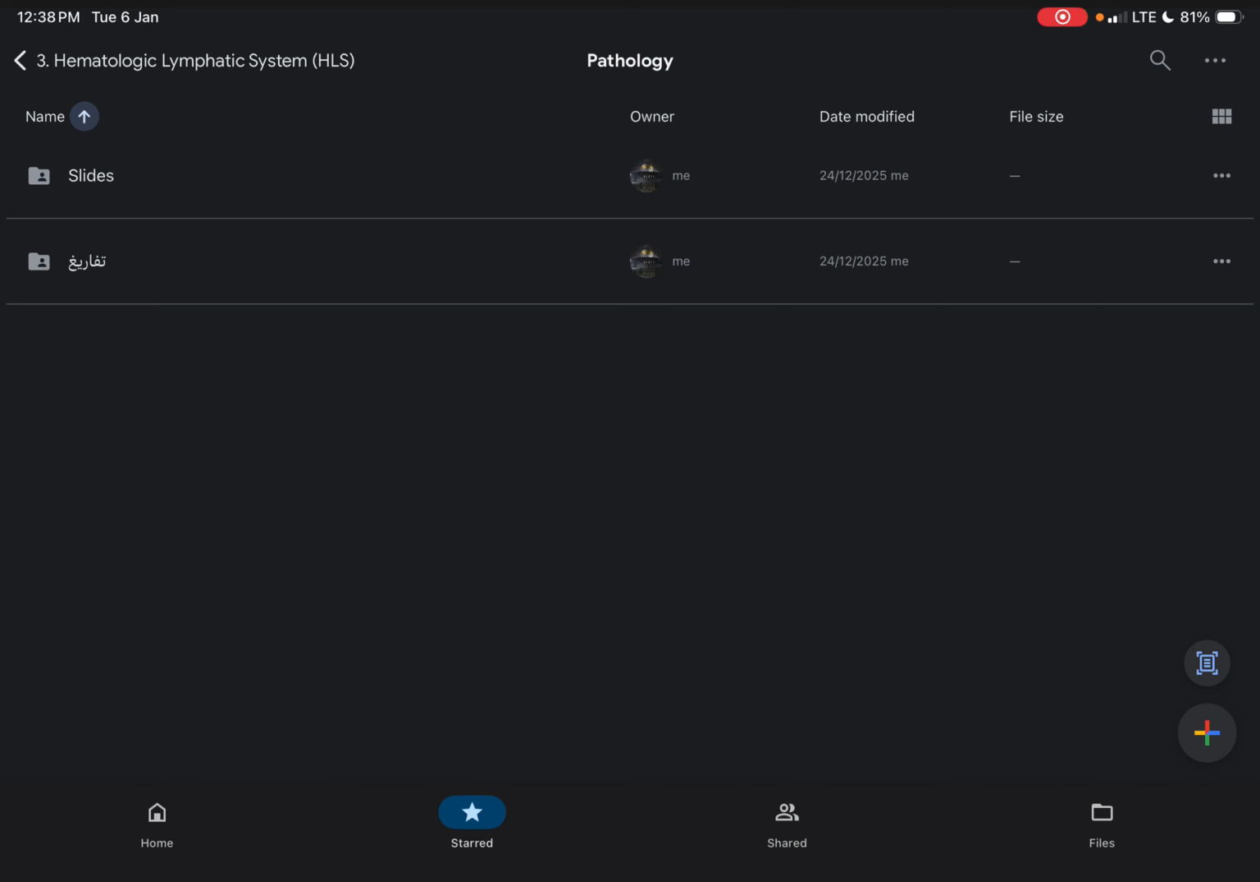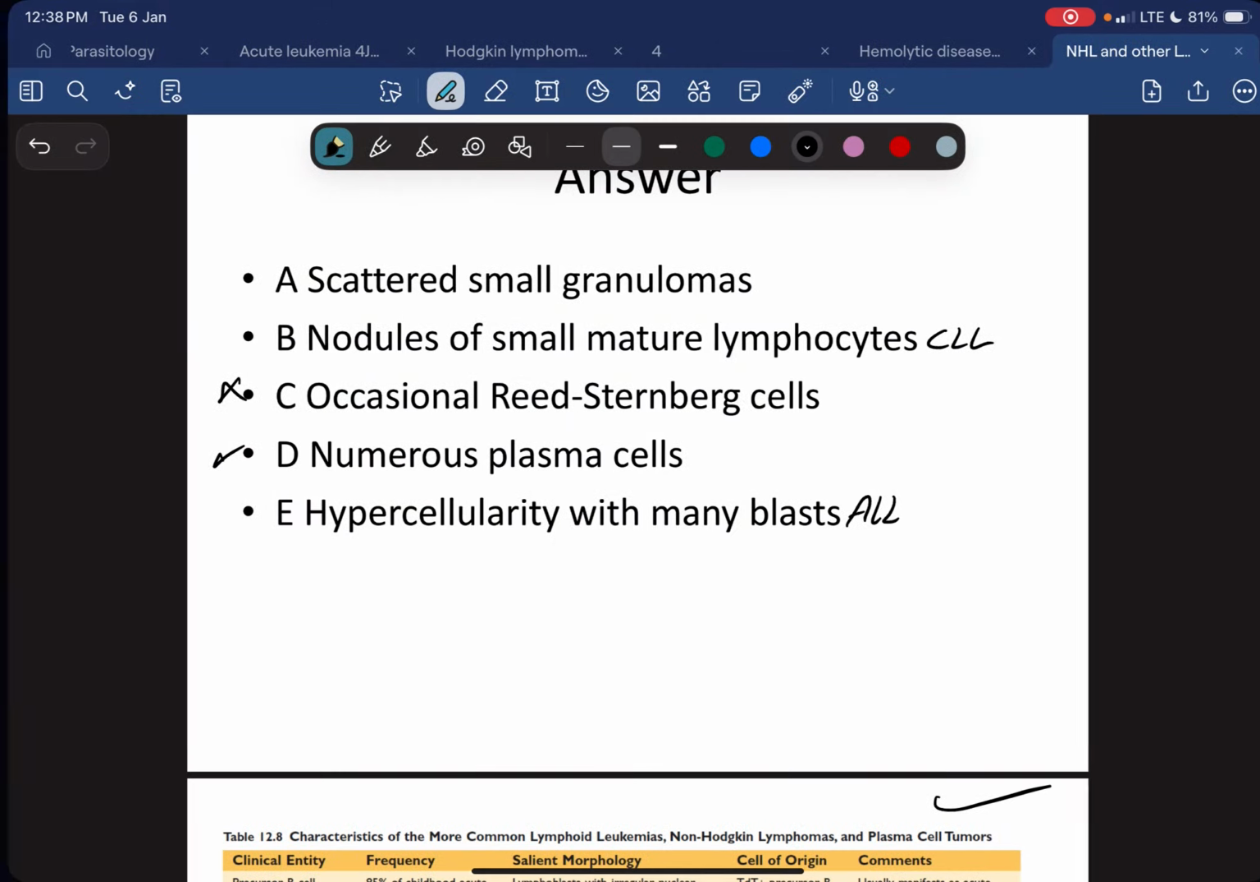CBC findings show increased white blood cells, more than the normal range. RBCs are decreased. Hemoglobin is very low. So the patient has anemia and leukocytosis. Platelets are also very low, 29,000, normal between 150,000 and 400,000.